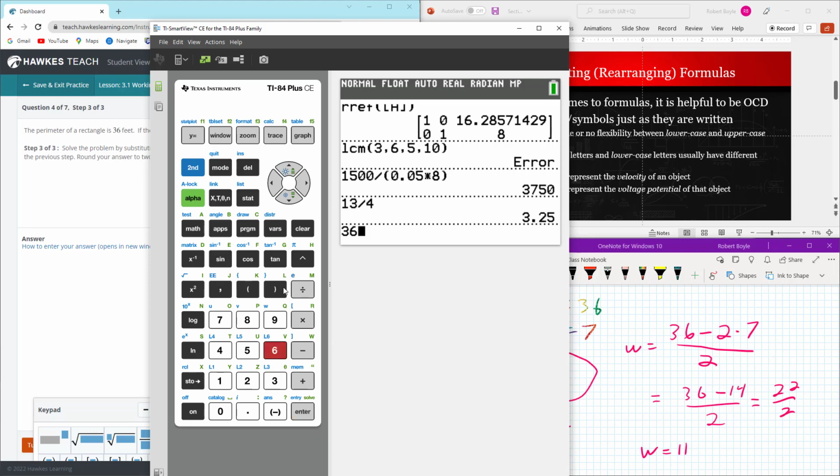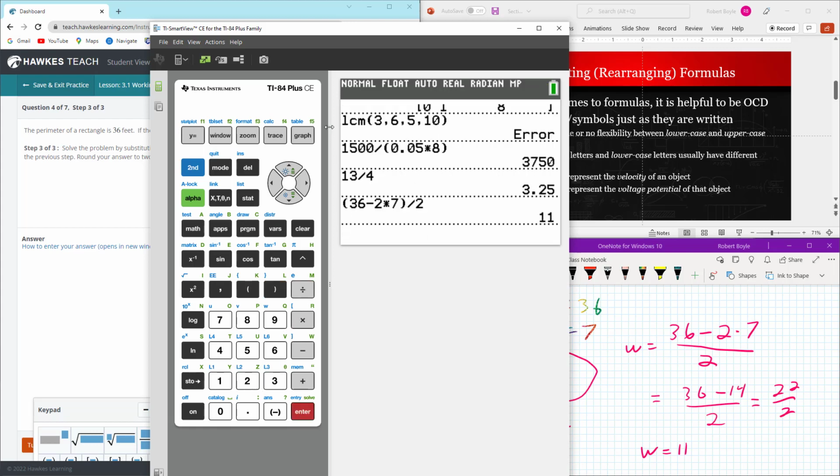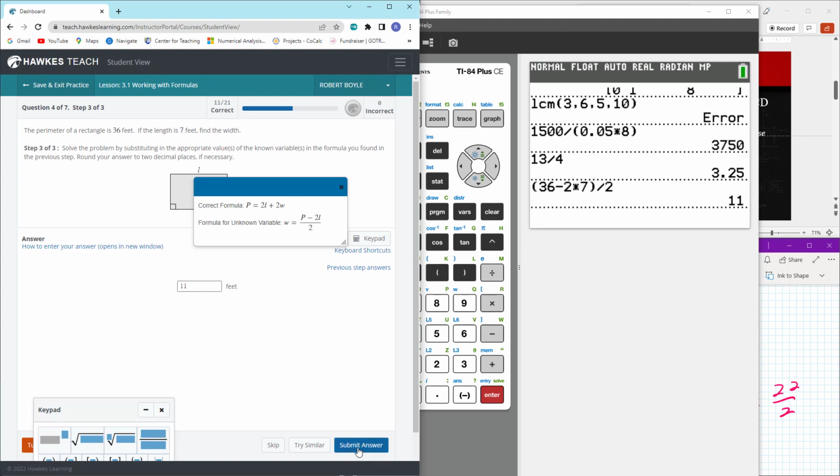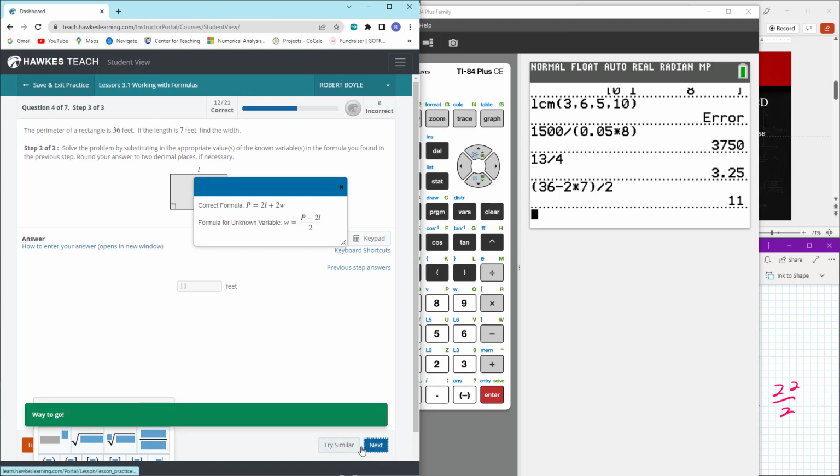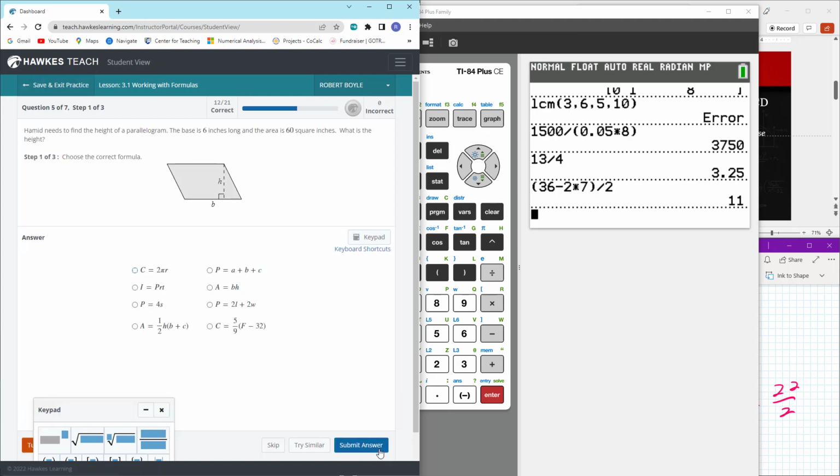Let me do this differently. Back up. Parenthesis 36 minus 2 times 7, divided by 2. And that gives you 11. So let's put that in there and see if we are correct. And lo and behold, we are. So we can move on.